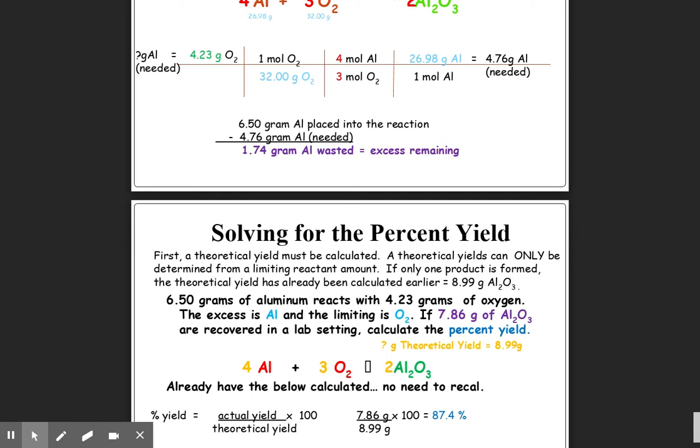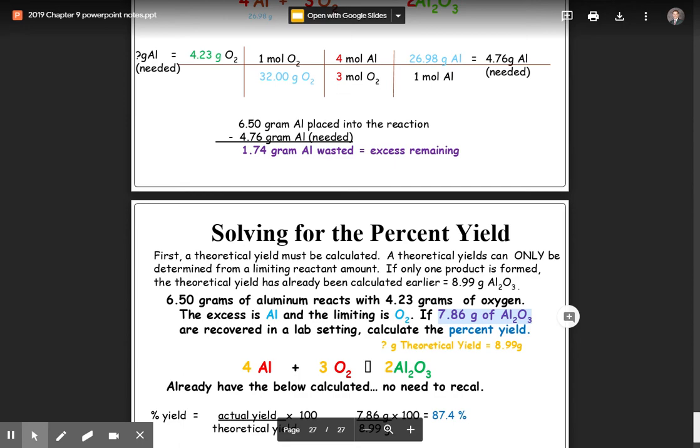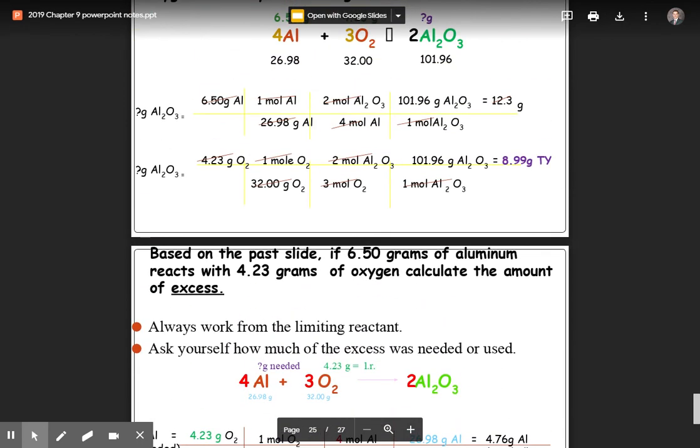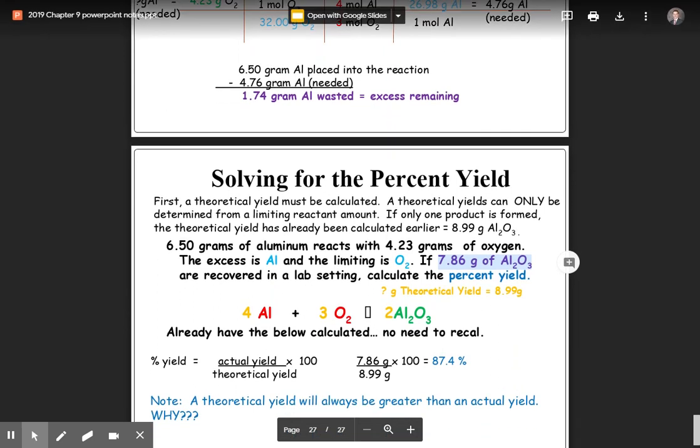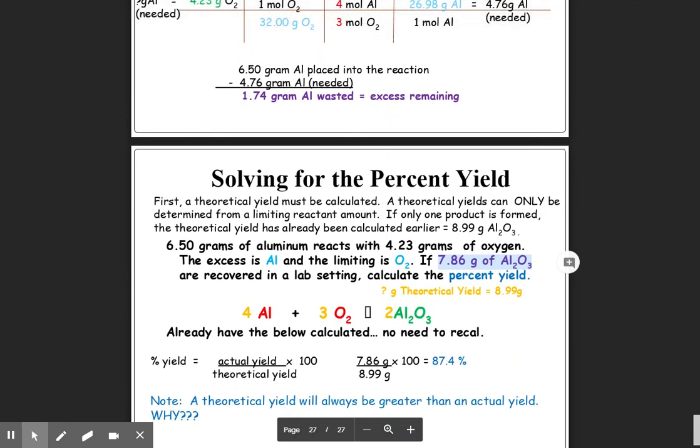To solve this problem, we need to plug into the percent yield formula. We need the actual yield. We know the actual yield comes from the lab setting, so I already have that number. The theoretical yield comes from the calculations, and I already found that to be 8.99 grams. So I can just plug in 7.86 divided by 8.99 times 100, and I get 87.4%. That means that 87.4% of the product that I thought I would produce, I actually did produce.